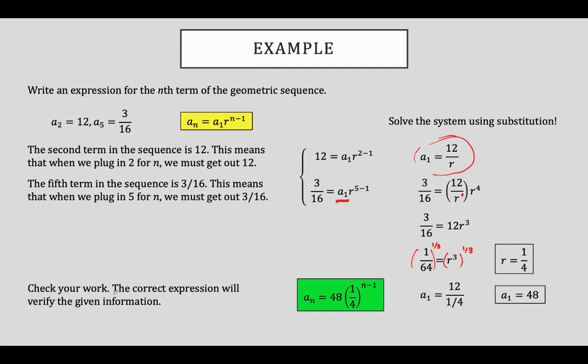And again, we could check our work. The correct expression will verify the given information. If I plug in 2 for n, I have to get out 12, which I do. If I plug in 5 for n, I have to get out 3 over 16, which I also do. So we know that we have the correct answer.